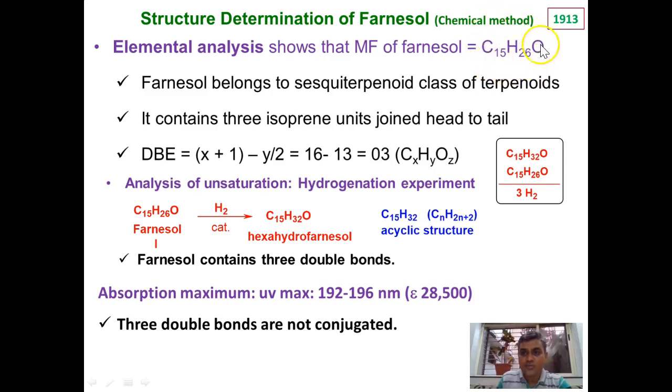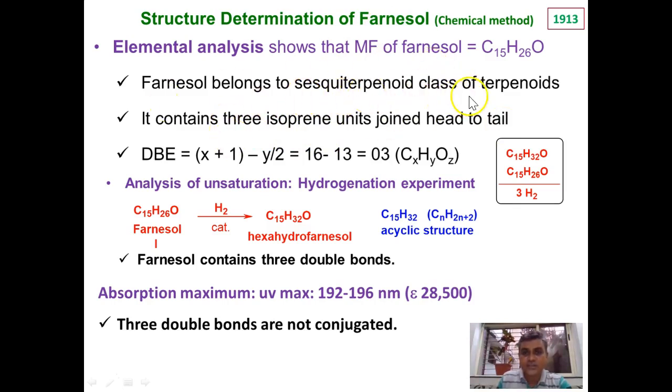Now, this molecular formula of the farnesol gives a lot of information about the structure of farnesol. Here there are 15 carbon atoms. It means that there are 3 isoprene units, and according to the special isoprene rule, these 3 isoprene units may be joined through head to tail linkage. Since it contains 3 isoprene units, farnesol belongs to the class of sesquiterpenoid.